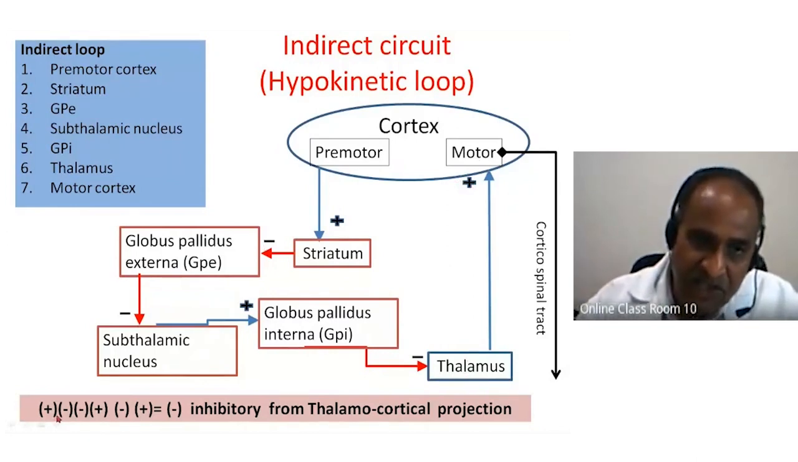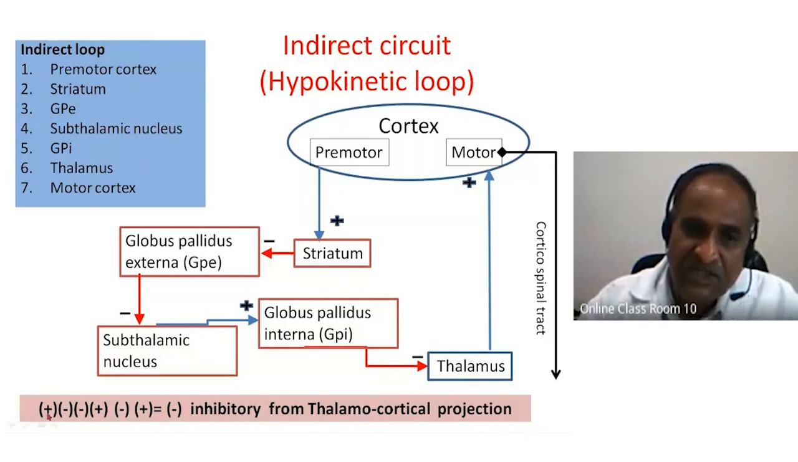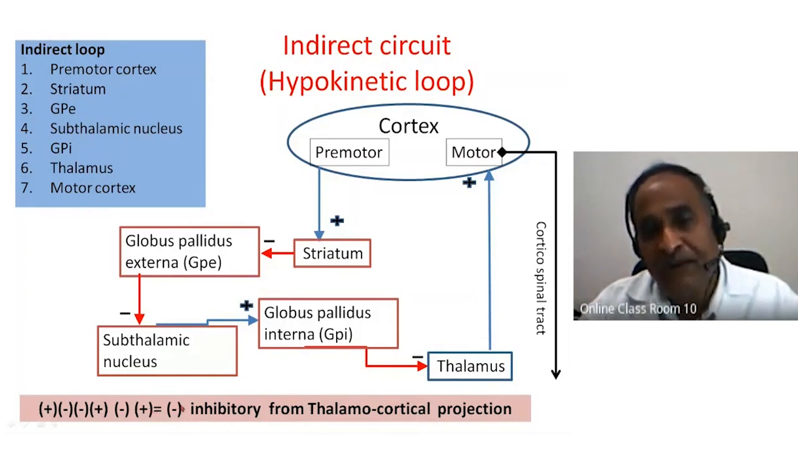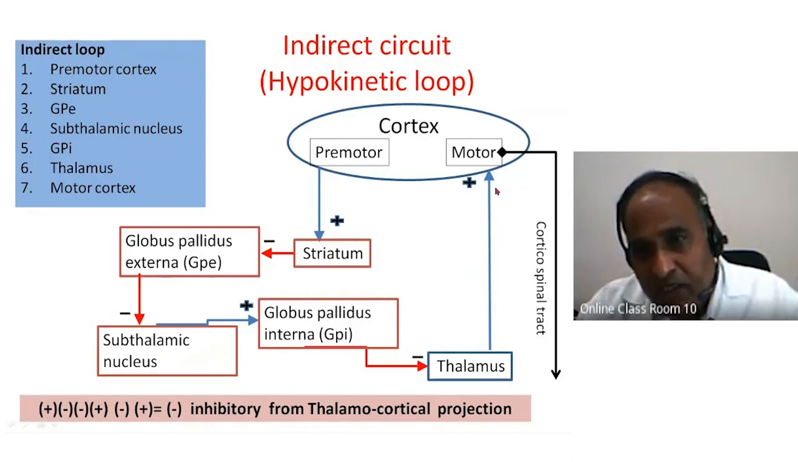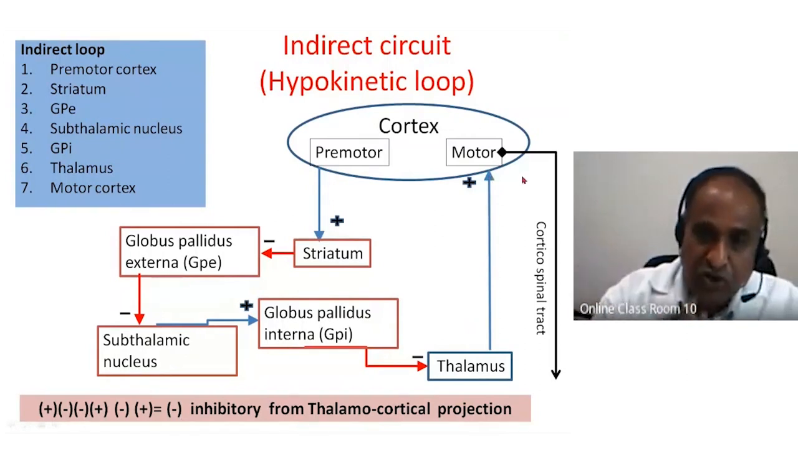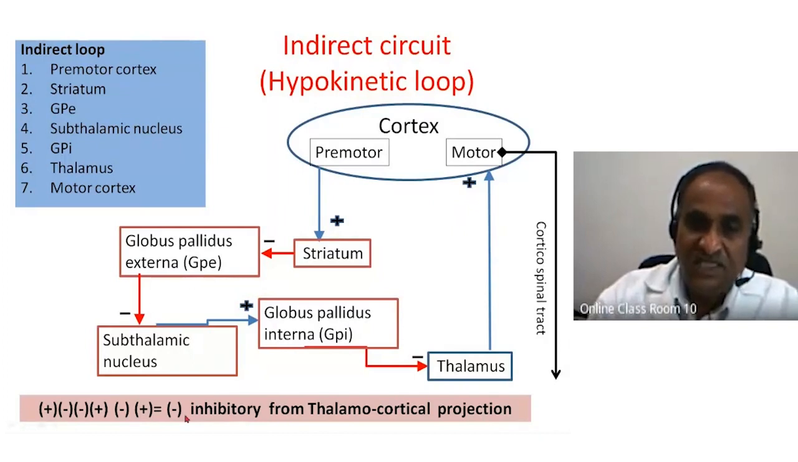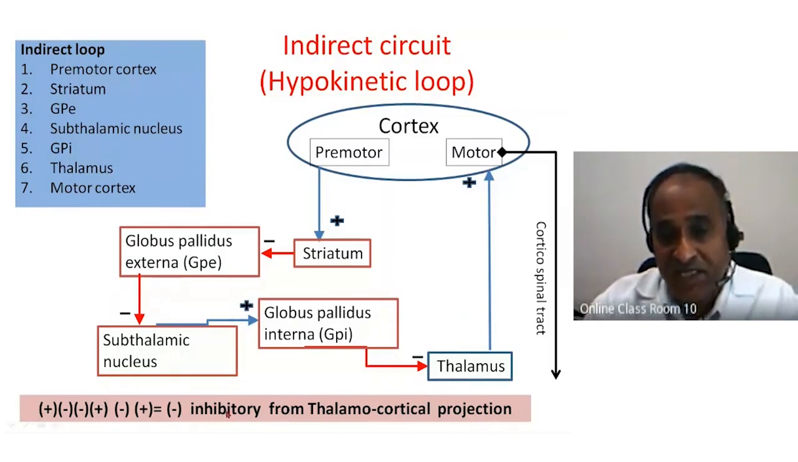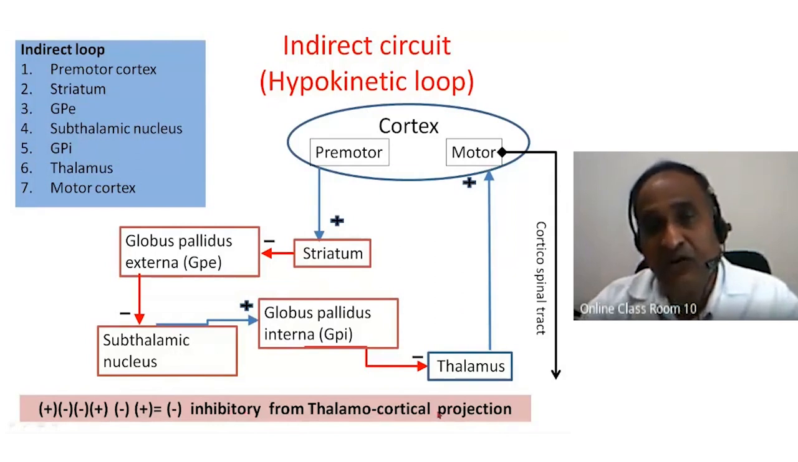I am multiplying these units here: plus 1, minus 1, minus 1, plus 1, minus 1, and plus 1. Multiply this, and the net result will be minus 1. It will be minus. So what does that minus mean? Whatever inputs are reaching the cortex from the thalamocortical projections are reduced or diminished. So this carries fewer impulses. Thus, it is an inhibitory circuit reaching the cortex. That is why it is called a hypokinetic loop.